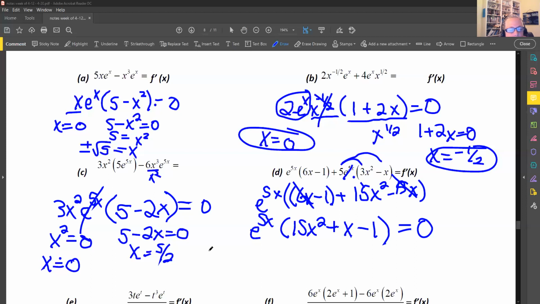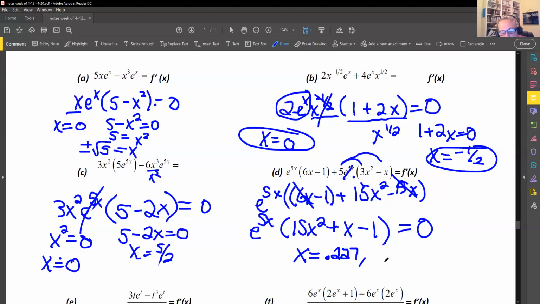Graph. Intersect, enter, enter, enter, enter. It found the positive 0.227. You know what? That thing's really symmetric, so the other one's going to be negative 1.227.